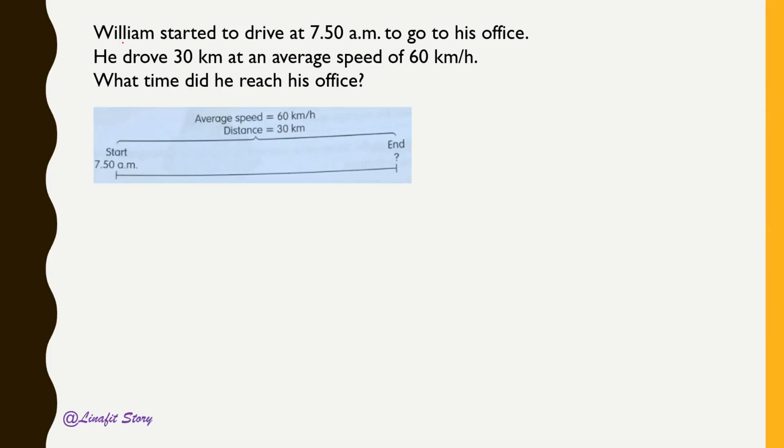William started to drive at 7:50 a.m. to go to his office. He drove 30 km at an average speed of 60 km per hour. What time did he reach his office? So over here we have to find out first the time taken. You may draw the DST triangle.